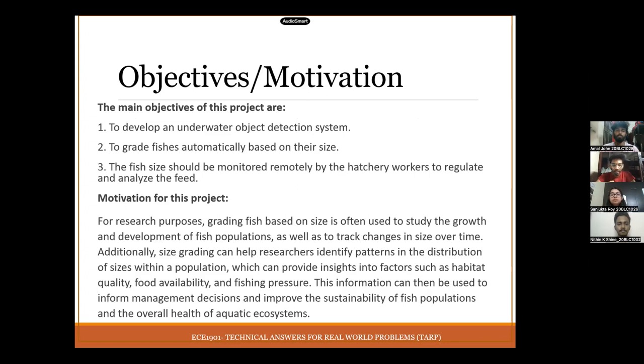Coming to our idea, it is based on IR transmitters and receivers, where when a fish enters, the box will contain a two-dimensional array of IR transmitters and receivers. Once a fish goes in, it blocks the IR transmitters. So we count the number of transmitters whose signals are not reaching the receivers, and based on that, we calculate the length and width of the fish. Depending on that, we calculate its size and then grade it whether it's big or small. So this is the basic idea. Nathan will now show the simulation.